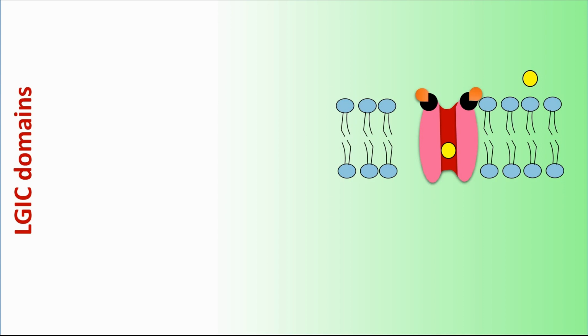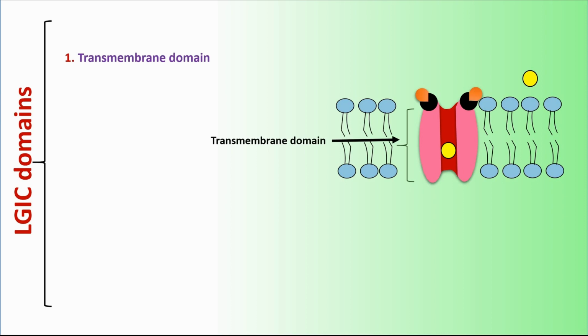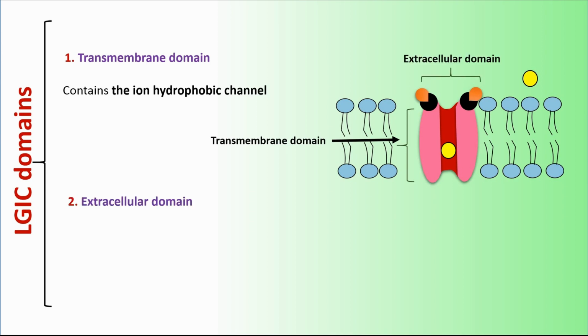LGIC domains. LGICs have two domains. Number 1, transmembrane domain. It contains the ion hydrophobic channel. And number 2, extracellular domain. It contains the ligand binding site.